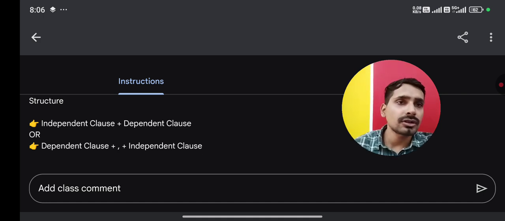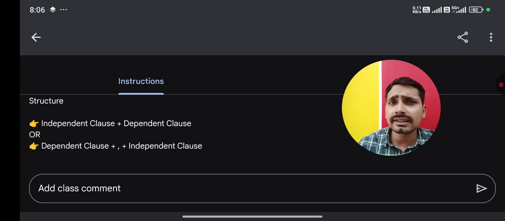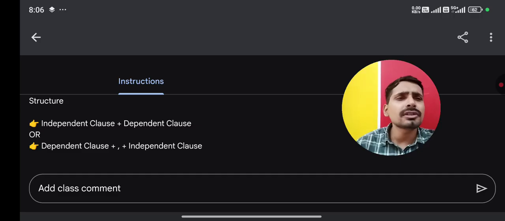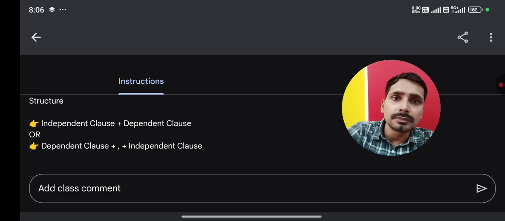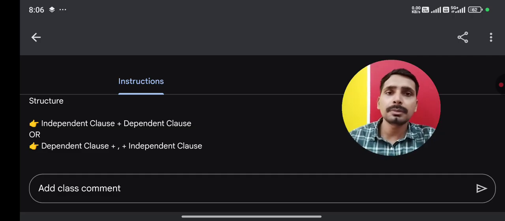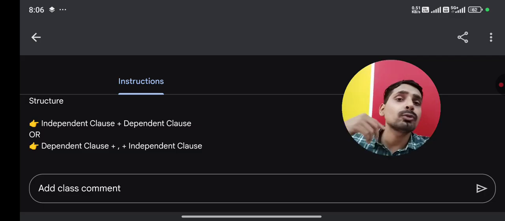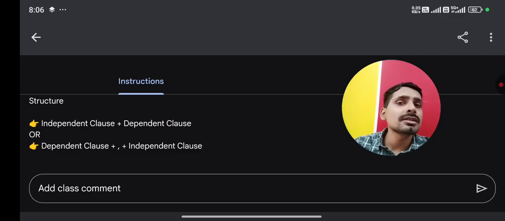And let's now look at the structure of which sentence? Complex sentence. So a complex sentence has one independent clause plus one dependent clause, or dependent clause plus independent clause. We don't care where the independent clause comes, we don't care where the dependent clause comes. They come one after another. Maybe the independent clause comes first, maybe the dependent clause comes first. But wherever you see a dependent clause, you understand what type of sentence it is. What type of sentence is it? It is a which sentence?